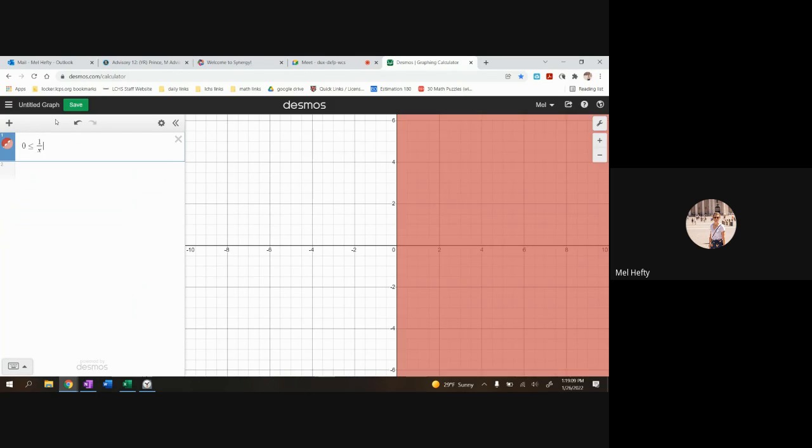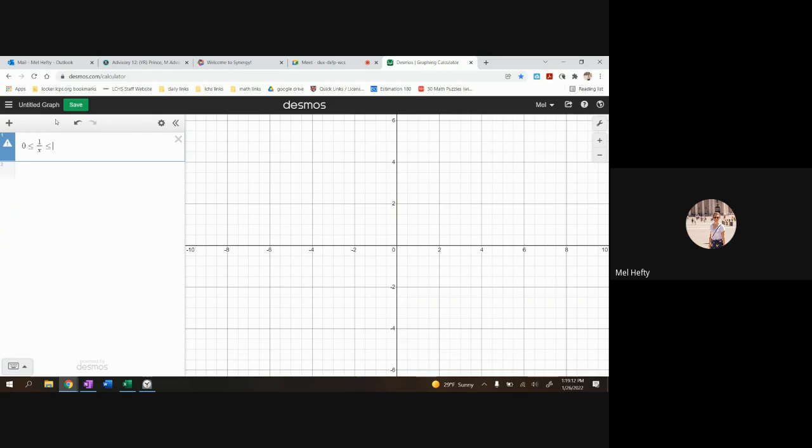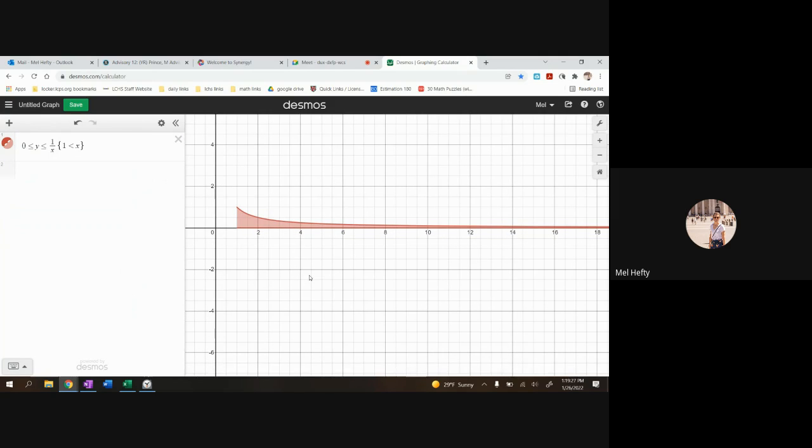What was our 1 over x less than or equal? Hold on. How do I do this? Y less than or equal. There we go. What was our top bound? 1? All right. So this is the thing that we're looking at here. We're saying that the area of this red thing, even though it gets super skinny and goes on forever, would actually have infinite area.